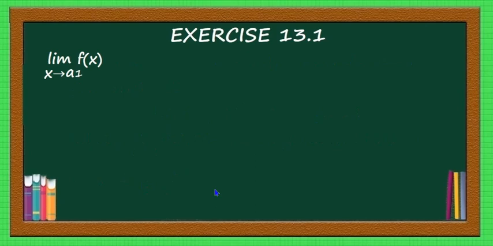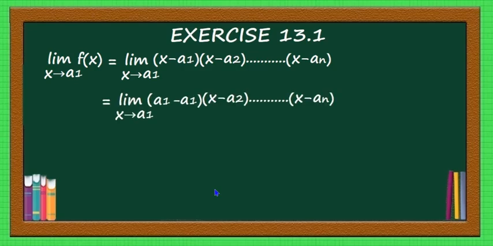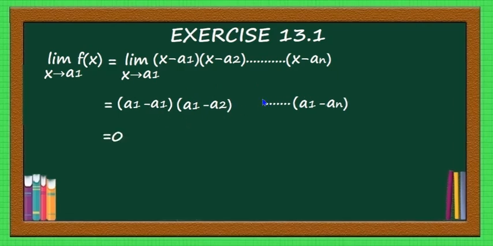The limit as x tends to a1 of f of x, and f of x is defined as x minus a1, x minus a2, and so on up to x minus an. Now you put x equal to a1, you will have a1 minus a1 into a1 minus a2, and so on up to a1 minus an. And what is a1 minus a1? It is equal to 0, and 0 into anything is equal to 0, and therefore this limit is equal to 0.